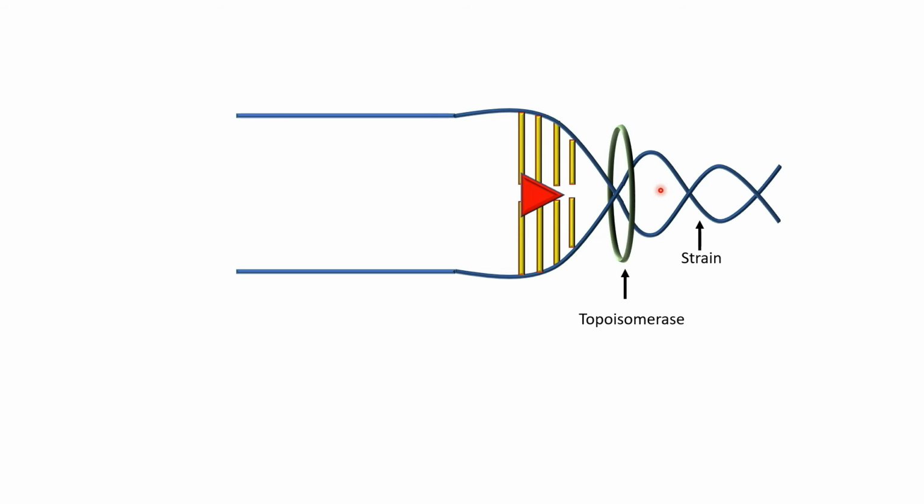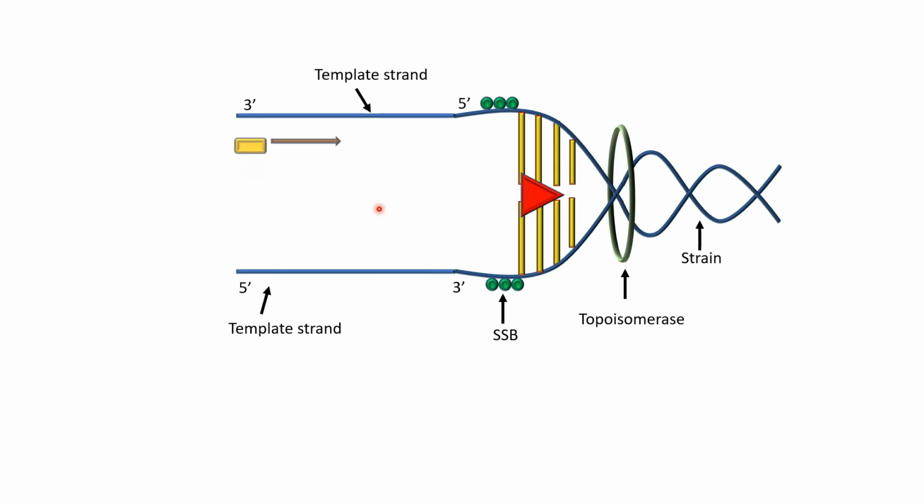Topoisomerase plays a role in reducing the strain. Single-strand binding proteins attach to the open strands to prevent recoiling. The two separated strands now act as templates. Another enzyme called primase introduces a primer made up of RNA. The introduction of the primer marks the beginning of the second stage of replication, known as elongation.